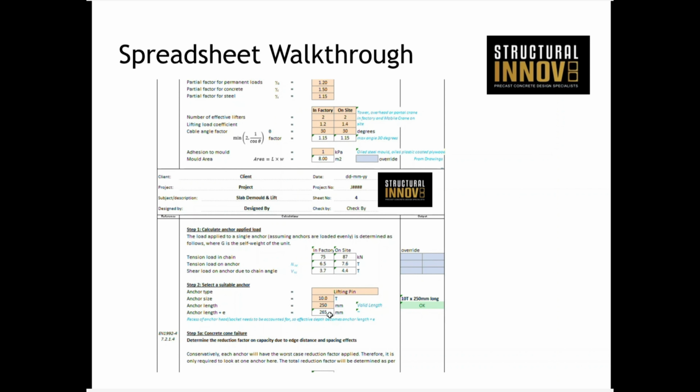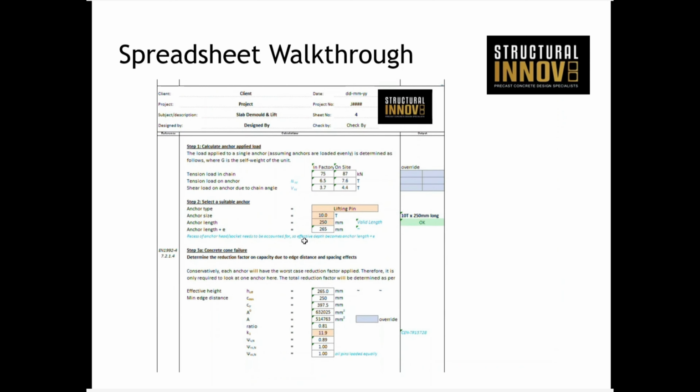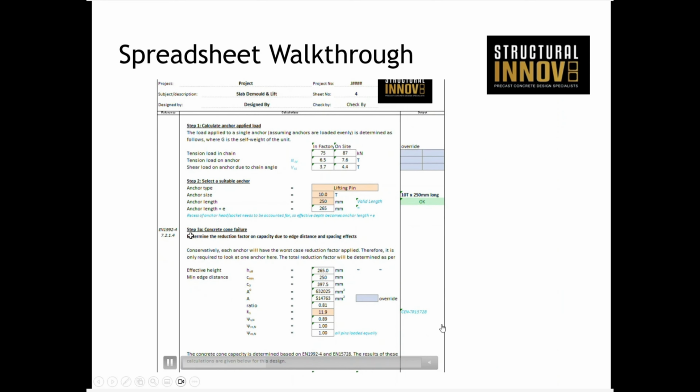So that's all good. Step 1 done. Step 2 done. And we can move down now to step 3, which is the beginnings of calculating the capacities and the concrete cone capacities. So that's the first one we check. You can see there that the ratio is 0.81. So that's as a result of our projected area.